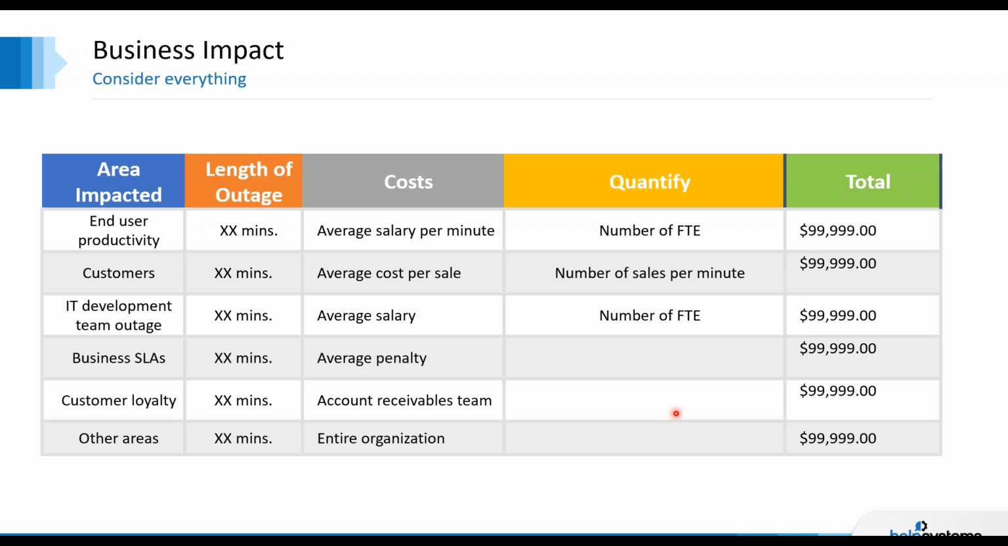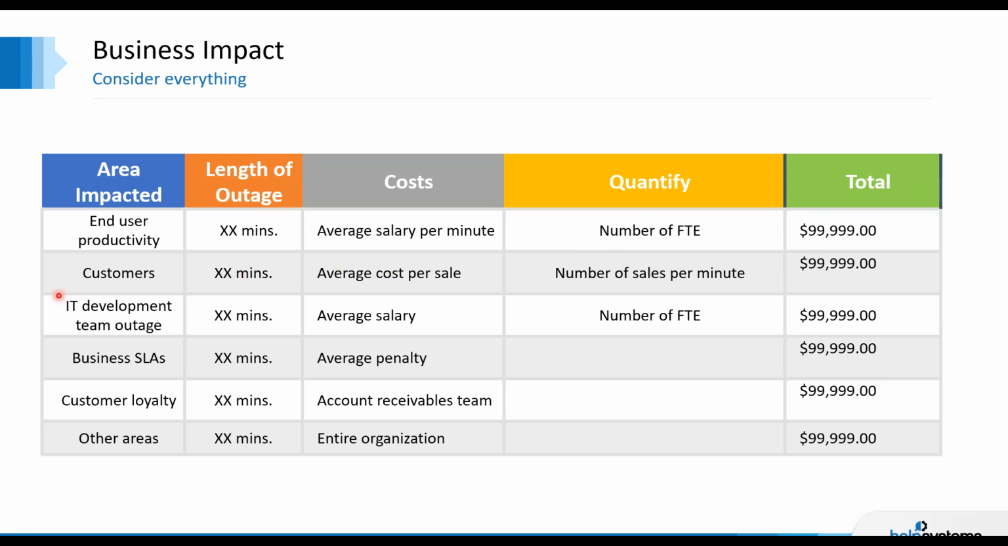Now, as we're building out business ROI and why we should have HA in our environments, we have to think about cost of downtime. So end user productivity, we haven't really talked a lot about that, but how many users are using IBM i, and what's their average salary per minute? And if you lost them for an hour and they couldn't work, what's the cost of that? And so the number of FTEs, number of full-time employees.